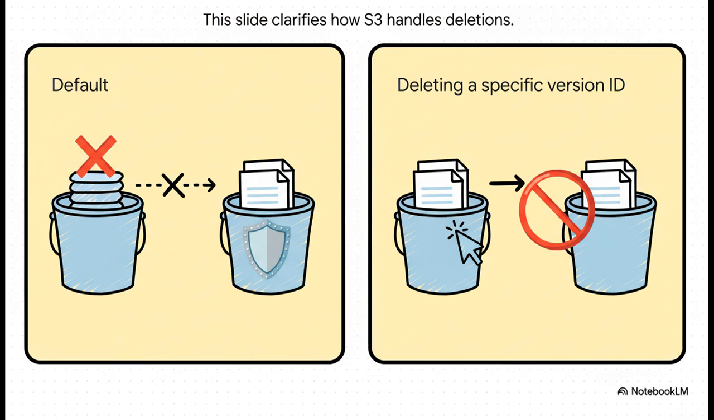A simple delete doesn't actually erase the file. It just puts something called a delete marker on top of it. S3 won't copy that marker, which means the actual file stays safe and sound in your backup. And even better, if you permanently delete a specific version of a file, S3 will never replicate that action. It's a firewall against an irreversible mistake destroying your only replica.